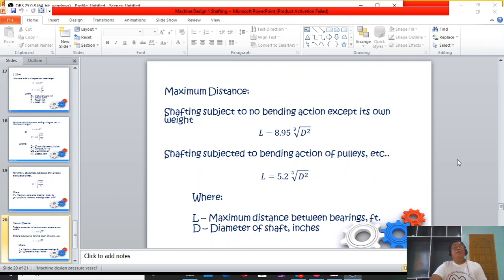And then the maximum distance. For shafting subject to no bending action except its own weight, L equals 8.95 times the cube root of the square of the diameter. For shafting subject to bending action of pulleys, that is equals 5.2 times the cube root of the d square.